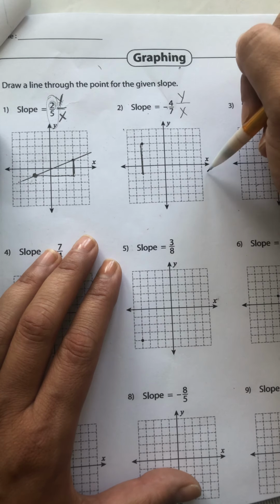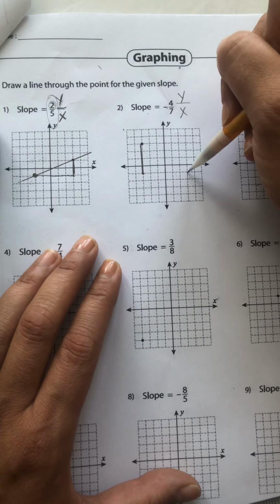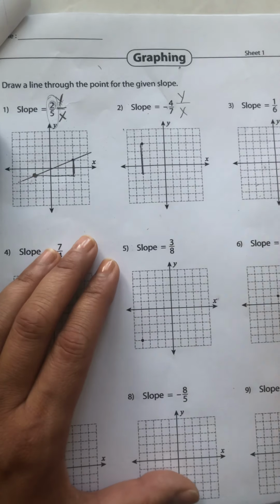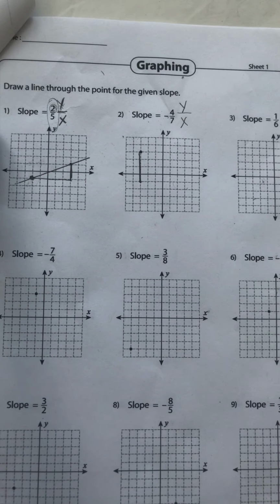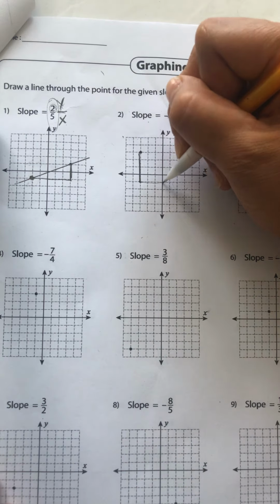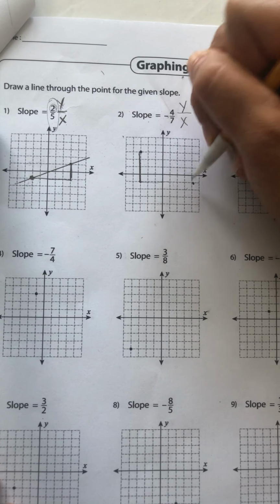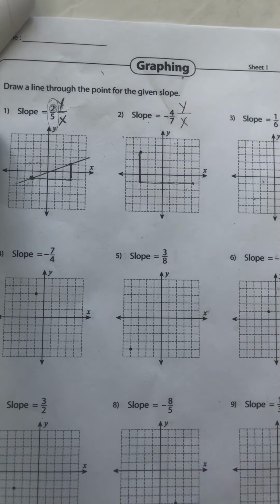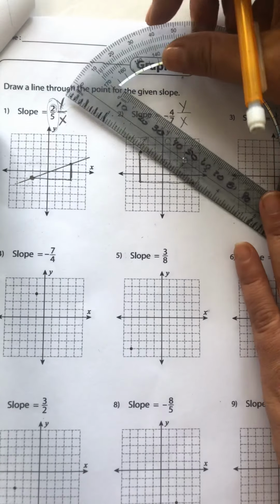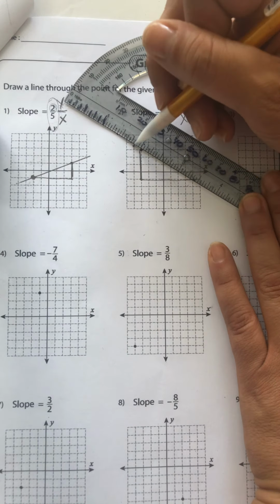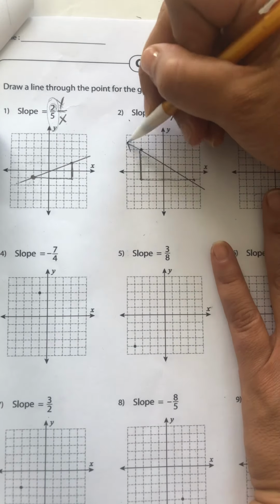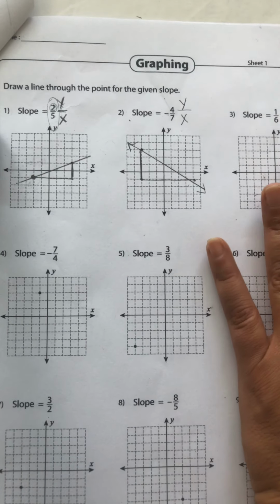Well, obviously I'm gonna go this way because I need it to end up down here, right? It's going, from left to right, it's going downward. So over 7, 1, 2, 3, 4, 5, 6, 7. It goes right there. And then if I connect those 2 lines, it looks like that.